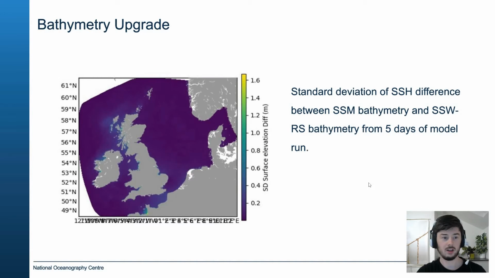We can then see how much difference that makes to the model sea surface height. This is just two example runs over 5 days that we've then taken the difference between the sea surface height for the two cases of the two bathymetries, and then we're looking at the standard deviation here of the difference between the two sea surface heights. Generally in coastal areas we've got a difference which can be half a metre or more, showing that it was worthwhile updating the bathymetry for that.